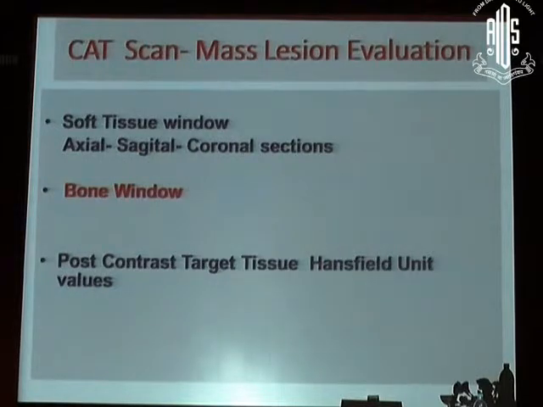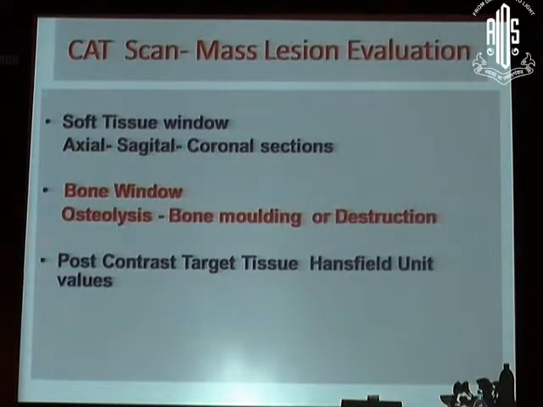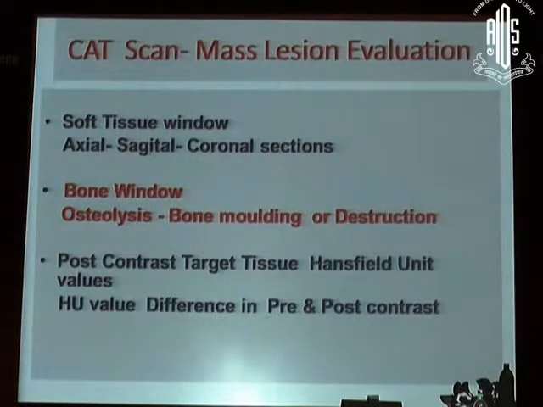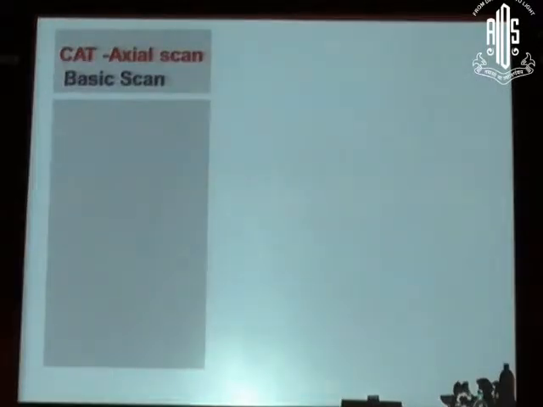In soft tissue window, one has to look at axial, sagittal and coronal sections; each has its importance. Bone window has to be seen for osteolysis, bone molding or destruction. And for post-contrast target tissue Hounsfield units, one has to look for the difference in pre and post-contrast valuation, whether it is less than 20 or more than 20. Less than 20 denotes a benign lesion, more than 20 denotes a malignant lesion.